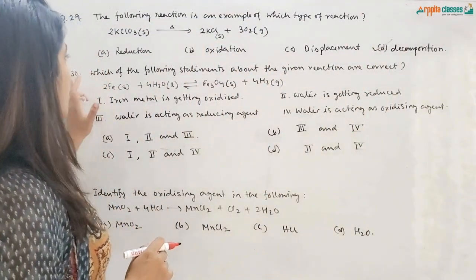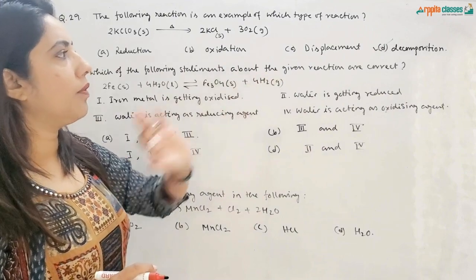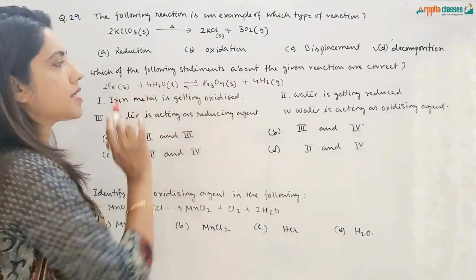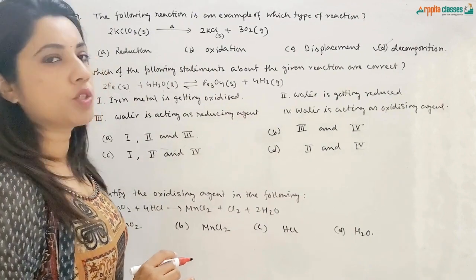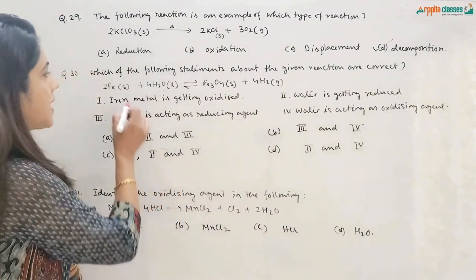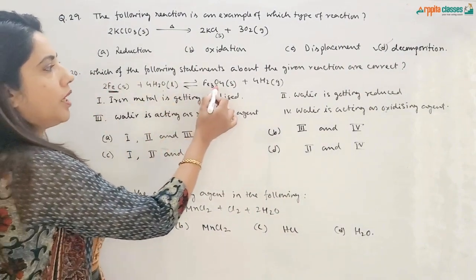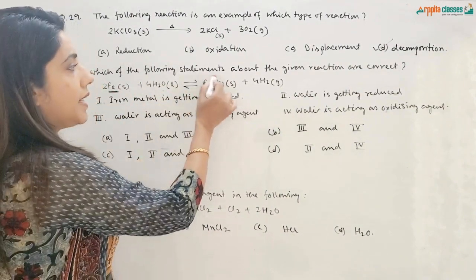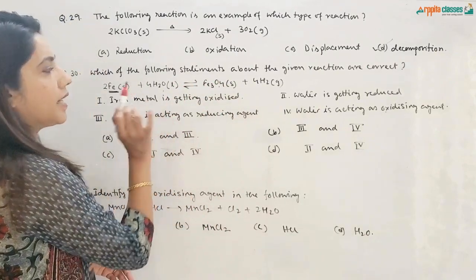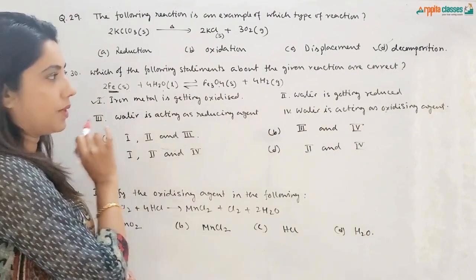Question number 30. Which of the following statements about the given reaction are correct? 2Fe solid plus 4H2O liquid giving us Fe3O4 solid plus 4H2 gas. Iron metal is getting oxidized. Yes, iron metal is getting oxidized because iron is converted into Fe3O4. It is getting associated with oxygen. Oxygen is getting added. That means iron metal is getting oxidized is a right option.